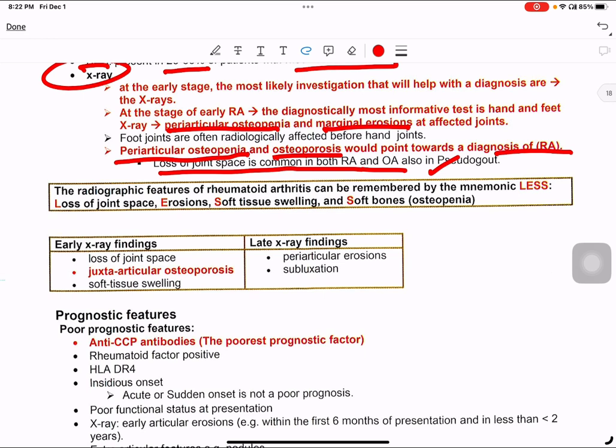So what are the radiographic features of rheumatoid arthritis? That is loss of joint space, erosion, soft tissue swelling, and osteopenia. Early X-ray findings: loss of joint space, periarticular osteoporosis or osteopenia, soft tissue swelling. Late X-ray findings: periarticular erosion and subluxation or joint deformity.